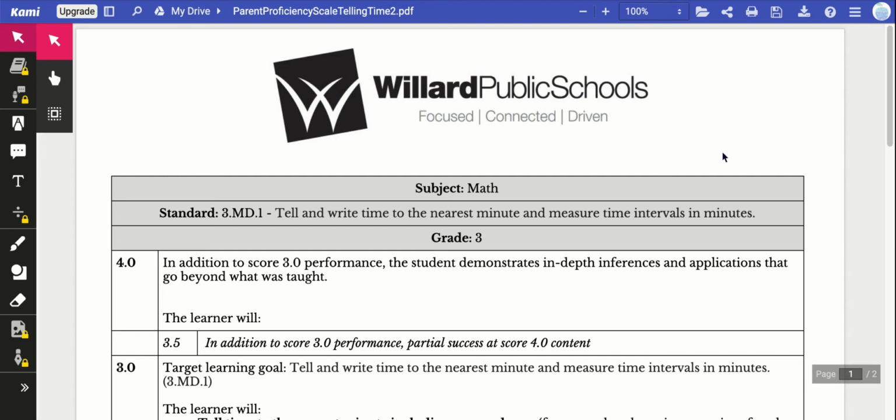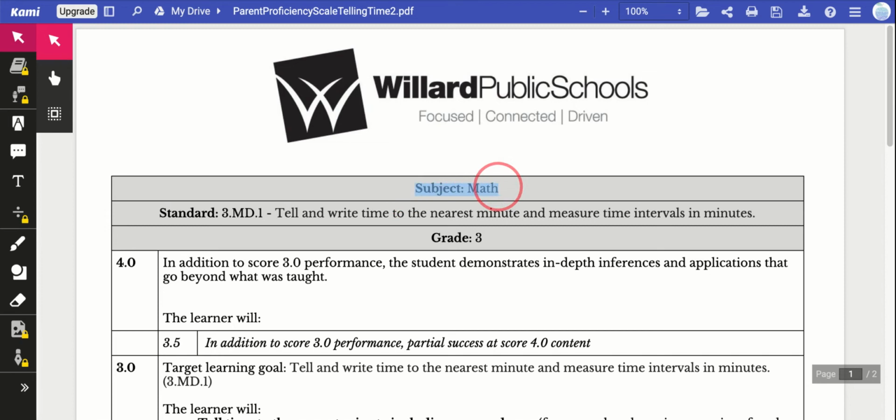All right, in this video, we're going to be going through what a proficiency scale looks like. This is from the Willard Public Schools, and we'll be sharing a template from Willard Public Schools as well that you'll be able to use to work through your own proficiency scales. So we're just going to start from the top and we'll work our way down.